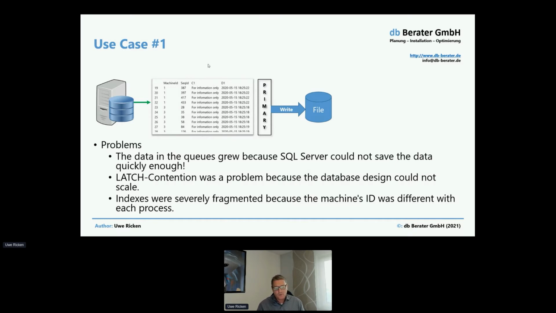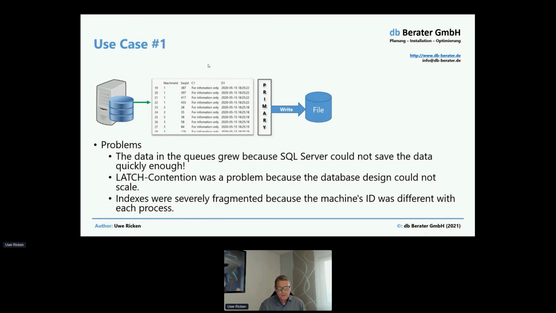So the data in the queues grew because SQL Server could not save the data quickly enough. And what was the problem here? To understand these problems, you need to understand a little bit about the internal structure of SQL Server, or of a database. Whenever you push data into a table, SQL Server requires space for this. And therefore, SQL Server will try to set a so-called exclusive lock on the resource. And if too many processes are doing exactly the same, then they have to queue. So this is called latch contention, because the wait stat for this problem is called page latch exclusive.